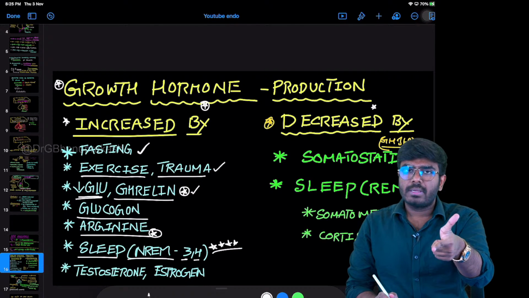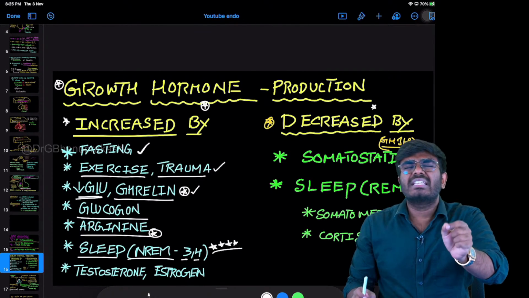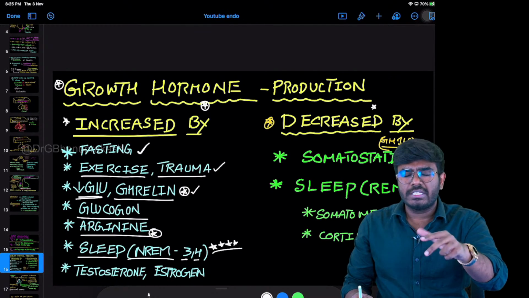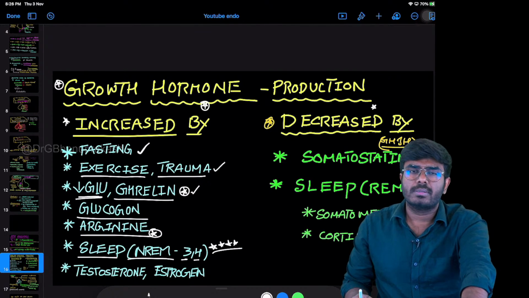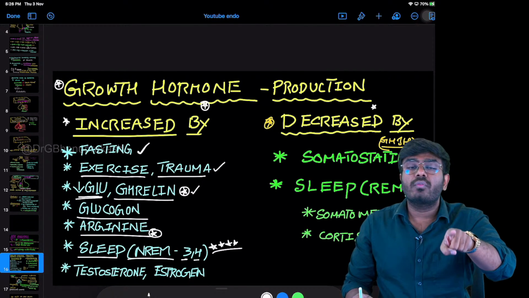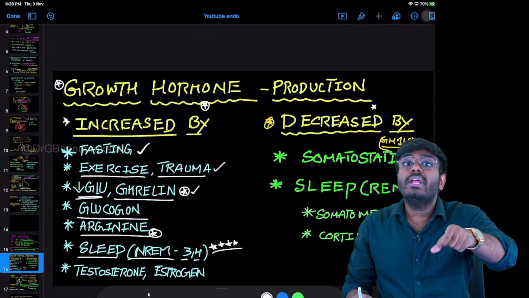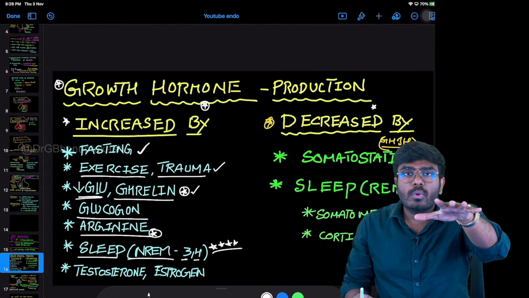NREM sleep, REM sleep. An important point which I want you to know is, sir, NREM 3-4 is called deep sleep. Delta waves are seen in EEG, not ECG, EEG. NREM 3-4 are the deepest sleep, sir. During NREM 3 and 4, growth hormone levels are increased. But during REM sleep, rapid eye movement phase sleep, growth hormone levels are going down.